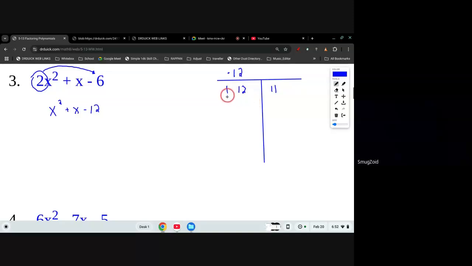So you're always doing that. So how about 2 and 6? The difference between those would be 4. 3 and 4, the difference between 3 and 4 is 1. And that's the one I want because it's positive x here. You want to make this positive, so I'm going to put a positive here and then negative here. I find the difference between the two numbers. So I'm using this and going back into the equation, making it x minus 3 times x plus 4.